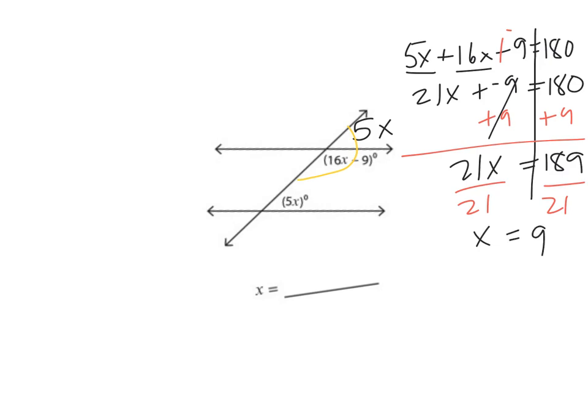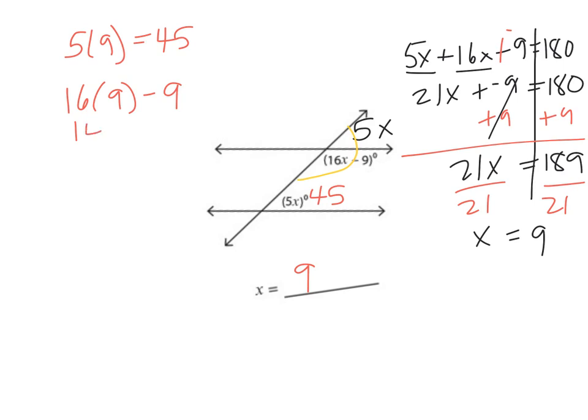I'm not quite done. I have to plug that in over here. The value of x, I can answer that part: x is 9. If I want to know the measure of the angles, then I actually have to plug that in. 5 times 9 gives me 45, so this one is 45. And 16 times 9 minus 9 gives me 144 minus 9, which is 135 for that angle.